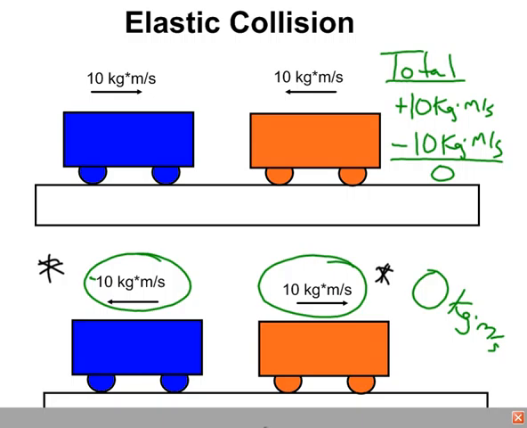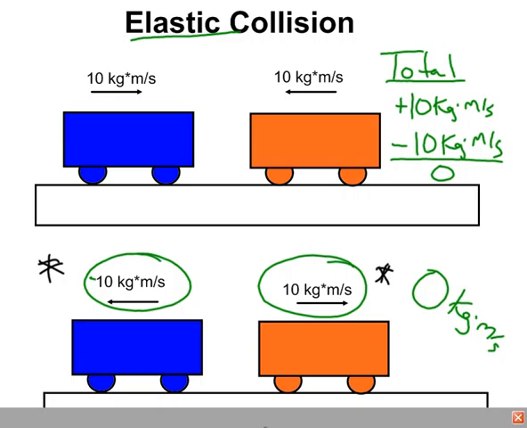So in an elastic collision, the sum of the momentum before is equal to the sum of the momentum after. The total momentum before the collision and the total momentum after the collision have got to be the same. Notice as well that the kinetic energy will be conserved.